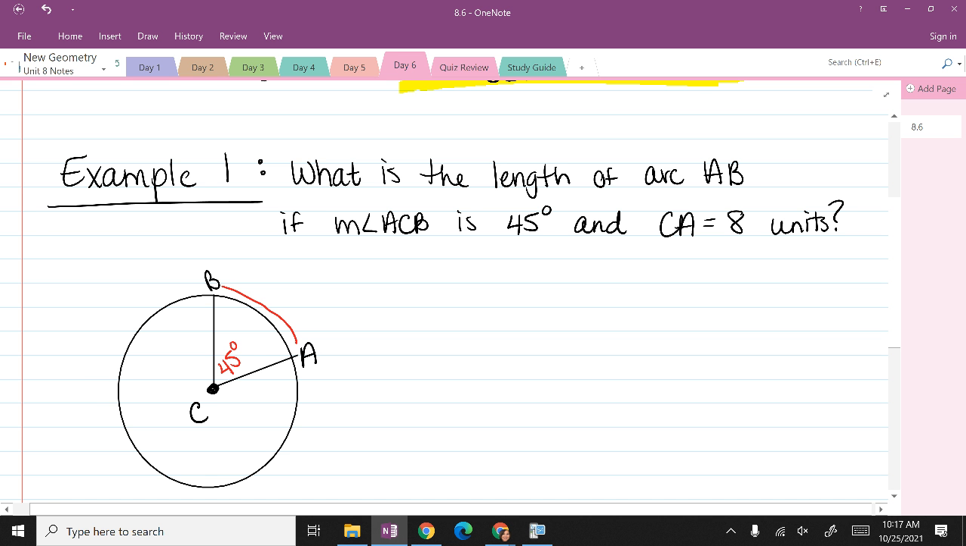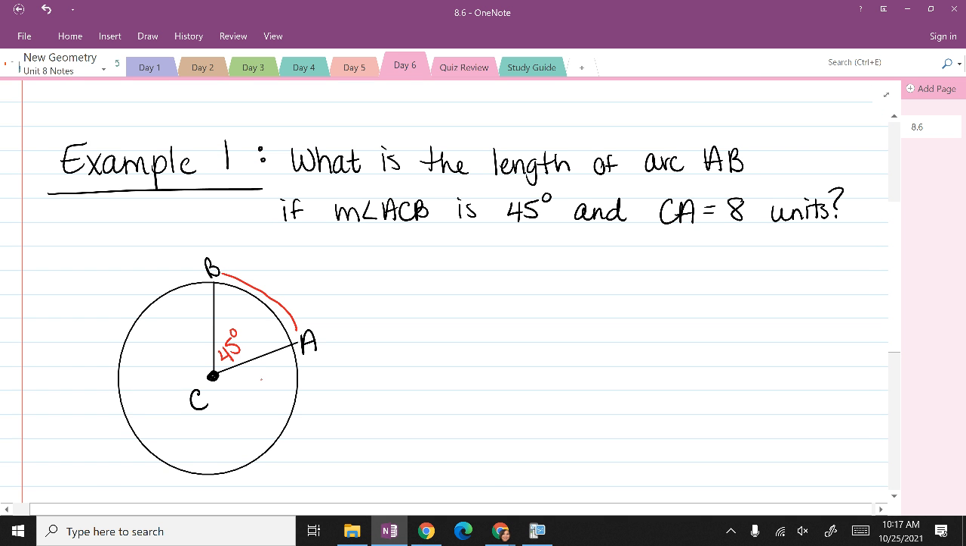And CA, now what is CA? Yeah, CA is 8, but what is CA in this figure? It's a radius. Very good. So that is 8 units.